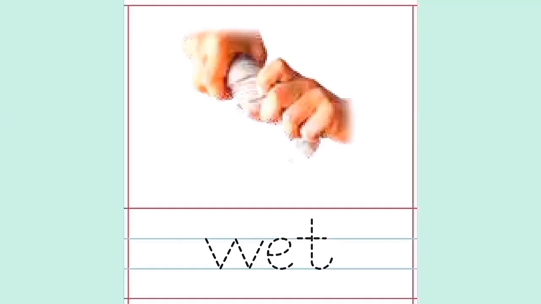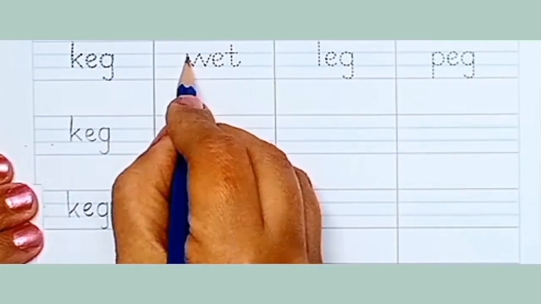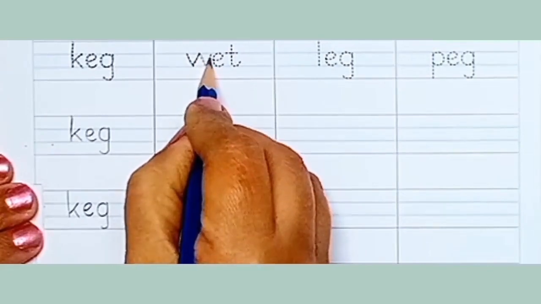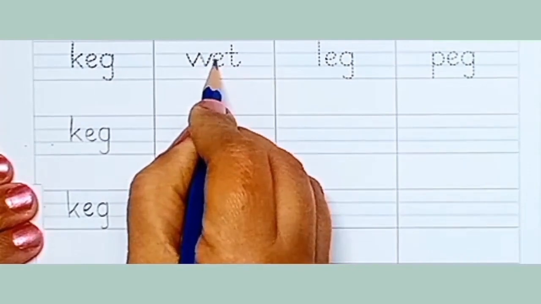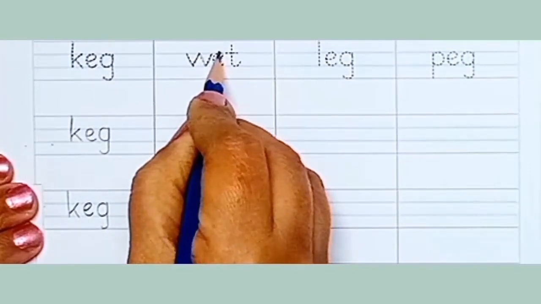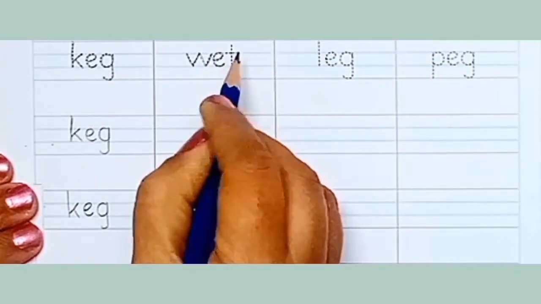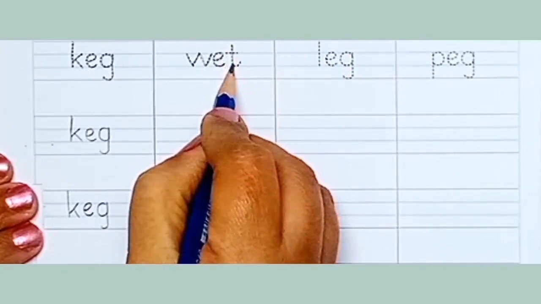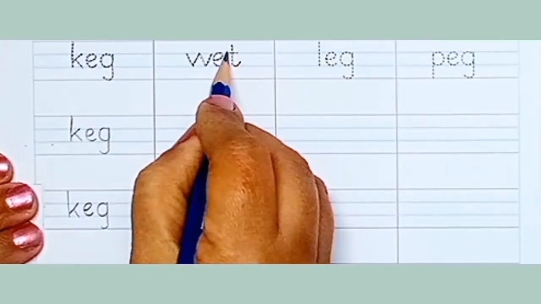Now wet. For alphabet W, first blue line to second blue line slant line. Go up with a slant line, come down slant line, again go up, make a slant line. For alphabet E, make a curve, go up, C curve, touch the second blue line. T, standing line, come down, make a turn. First blue line, make a sleeping line.